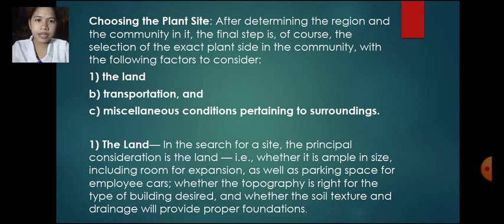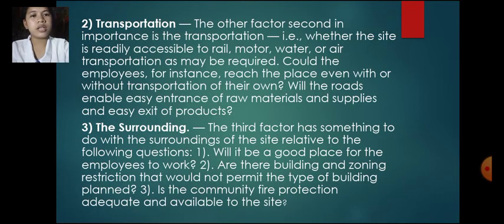So the land. The land is the search for a site. The principal consideration is the land, whether it is ample in size, including room for expansion as well as parking space for employees' cars. Second is transportation. The second important factor is transportation, whether the site is readily accessible to rail, motor, water, or air transportation as may be required. Could the employees, for instance, reach the place with or without transportation?